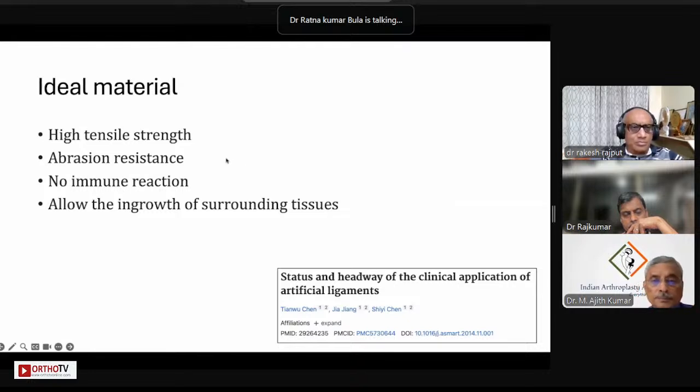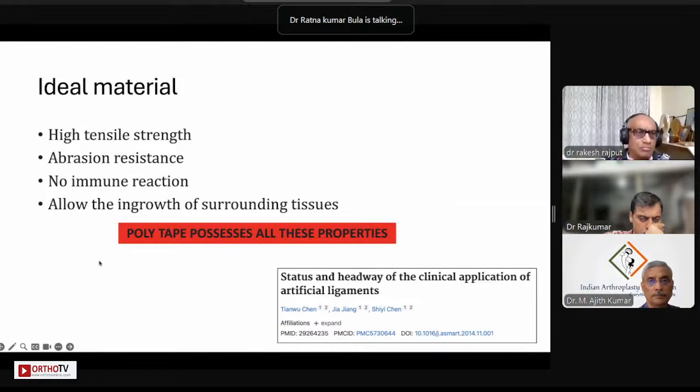Whenever we repair a quadriceps, it has to be augmented so that we can do early mobilization, so that we avoid the stiffness in the total knee arthroplasty components. So knee stiffness should be avoided. So the ideal material should have high tensile strength for the early mobilization, and no immune reaction, and act as a scaffold for growth. So polytape possesses all these properties.